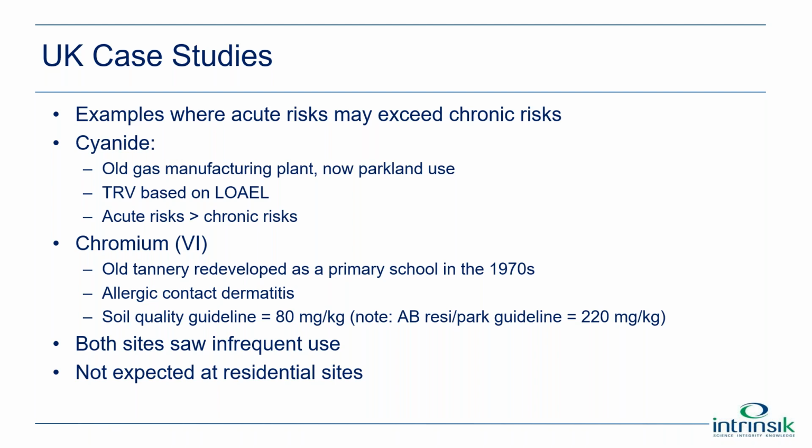And these fields were being used for contact sports, so rugby. So there was an opportunity for some enhanced skin loading, some dermal contact. And they actually landed on a soil quality guideline of 80 milligrams per kilogram. Now, recognizing that the Alberta Residential Parkland guideline for chromium is actually 220. So they ended up with a soil quality guideline on a short-term basis that's lower than our Alberta Residential Parkland guideline.